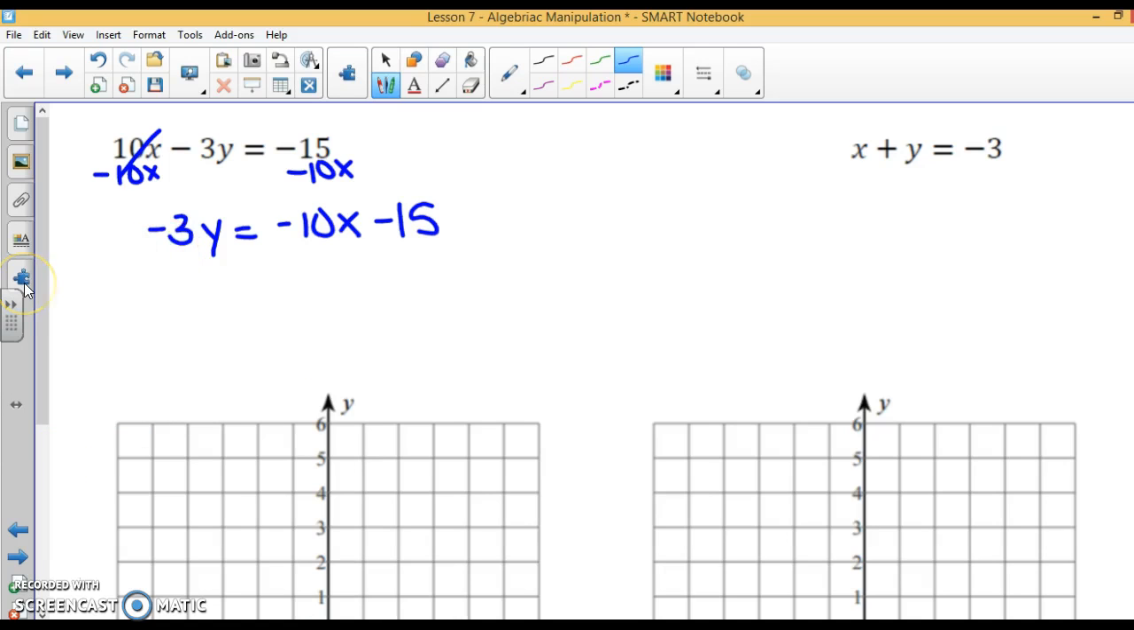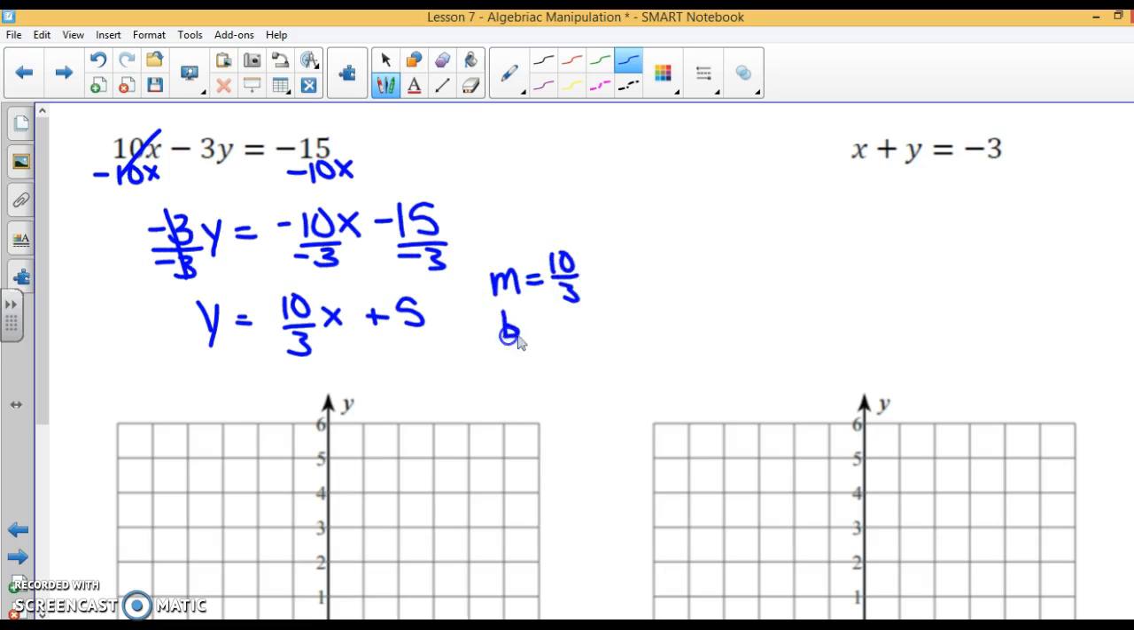Now, this is not quite in slope-intercept form because I need this to be just y. So I'm going to divide every single thing by negative 3. Make sure you divide everything by negative 3. On this side, I'm going to have y equals. My slope is going to be positive 10 thirds. I'm going to leave it that way. x. Negative 15 divided by negative 3 is positive 5. There's slope-intercept form. My slope is 10 thirds. My y-intercept is 5.